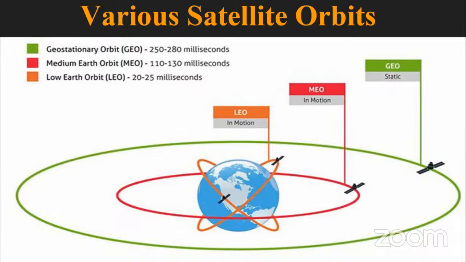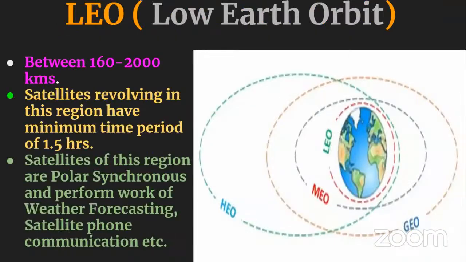Those are GEO, that is geostationary orbit, MEO, that is medium Earth orbit, and LEO, that is low Earth orbit. So let us understand one by one. The first is LEO, which is called low Earth orbit. Which regions do we call low Earth orbit? The regions which are at a distance of 160 kilometers to 2000 kilometers from the Earth's surface. Those are called low Earth orbit.